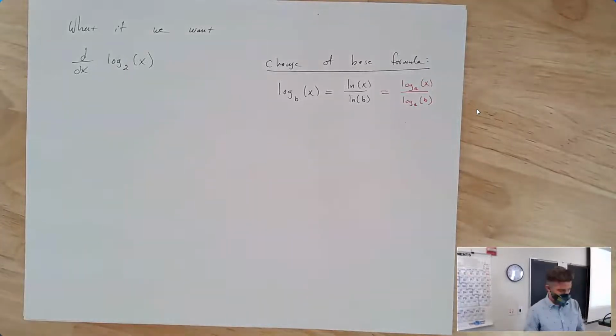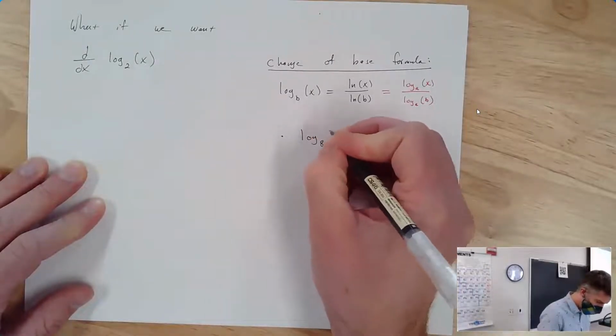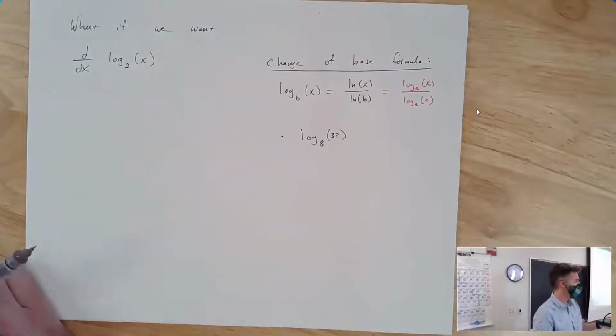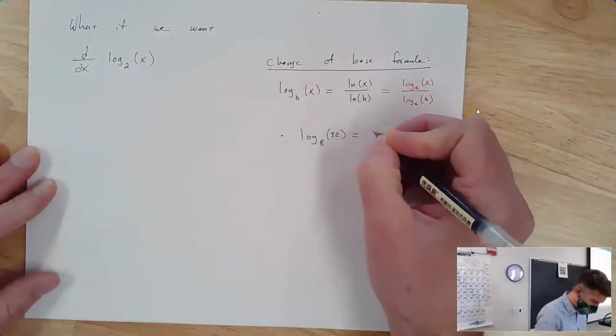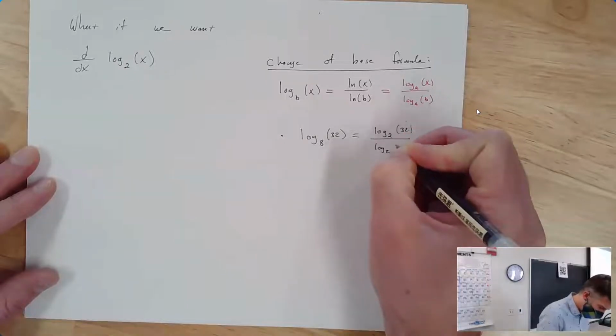This is especially useful if you're trying to evaluate something like log base 8 of 32. What base do 8 and 32 have in common? 8 to the first is 8, but 8 is something to the third power: 2 cubed. And 32 is also 2 to some power. It's 2 to the fifth. You could totally rewrite this as log base 2 of 32 over log base 2 of 8.